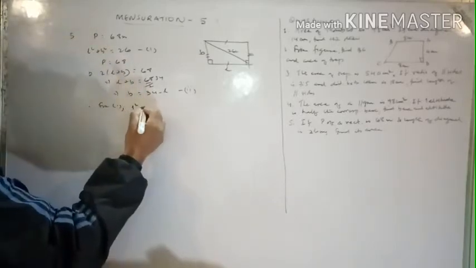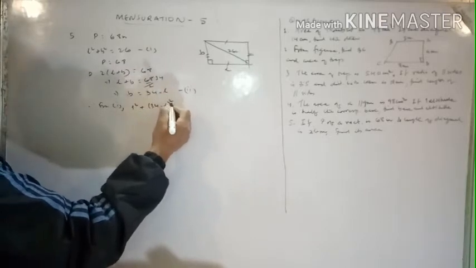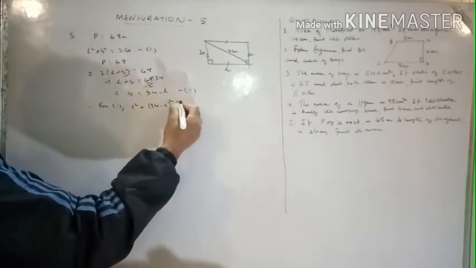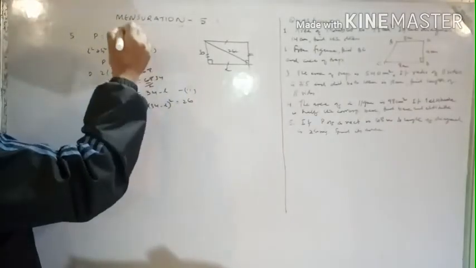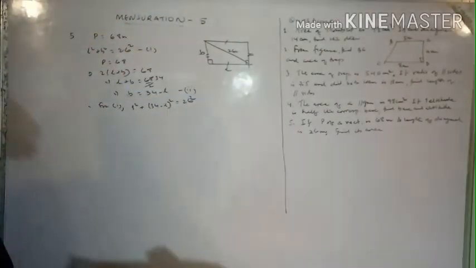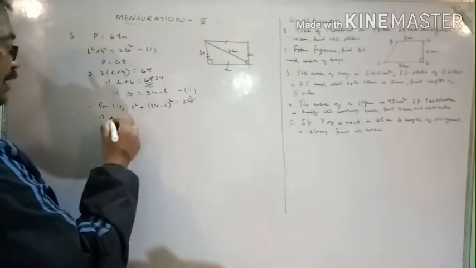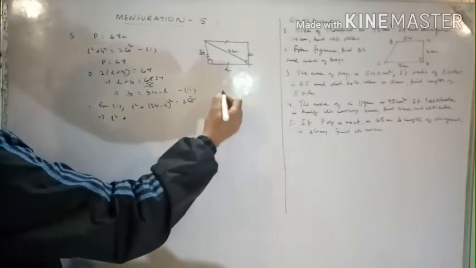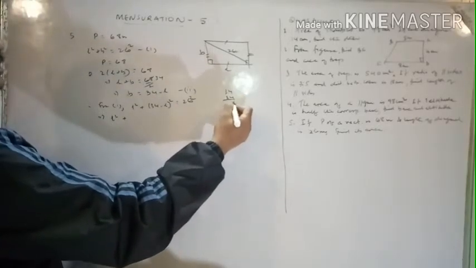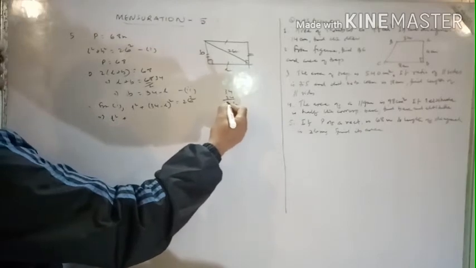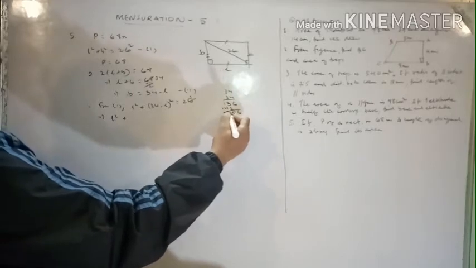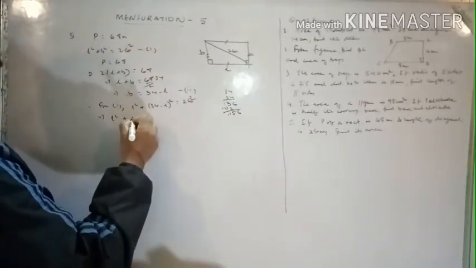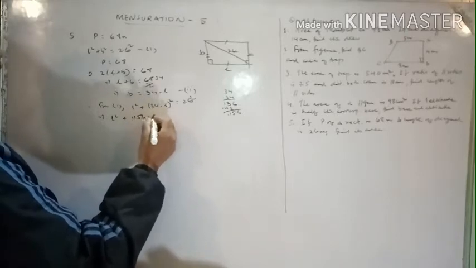So L square plus B square, which is (34 minus L) whole square, is equal to 26 square, because L square plus B square equals the diagonal square. If you simplify, L square plus 34 square: 34 into 34 is 1156, minus 2 into 34 into L, plus L square.